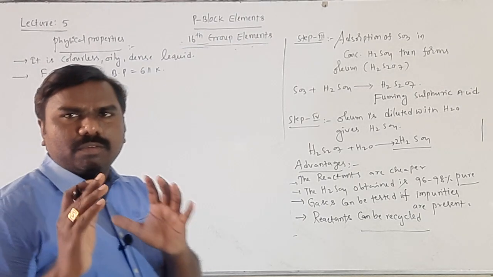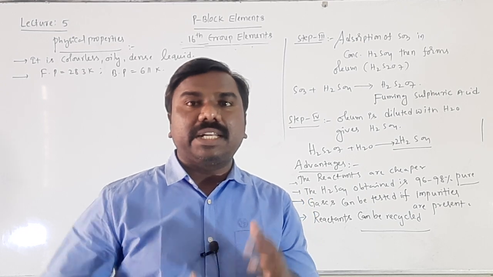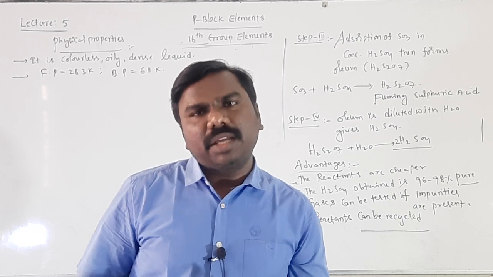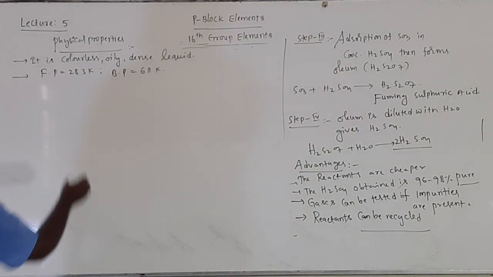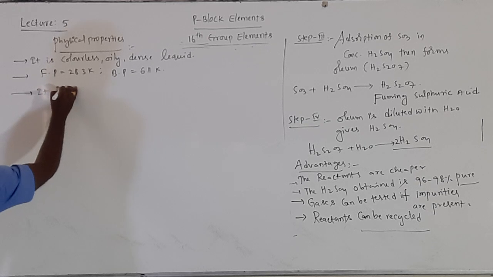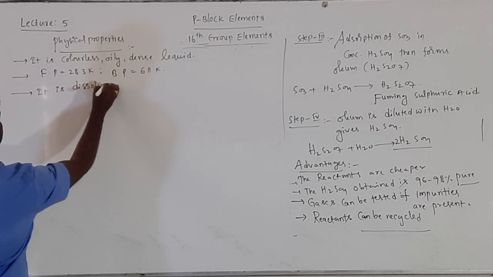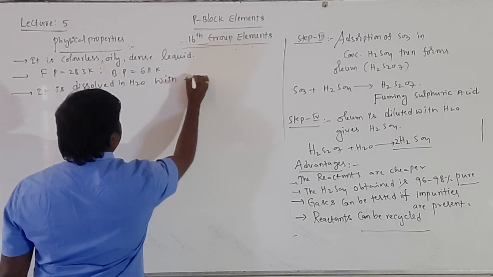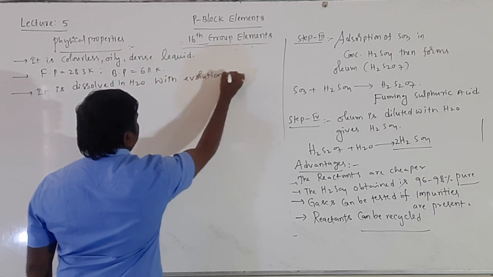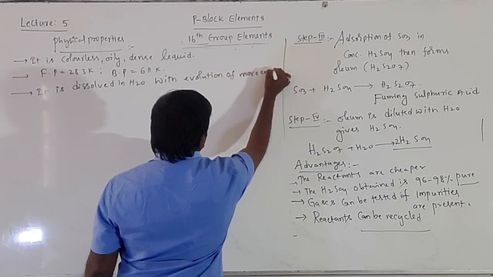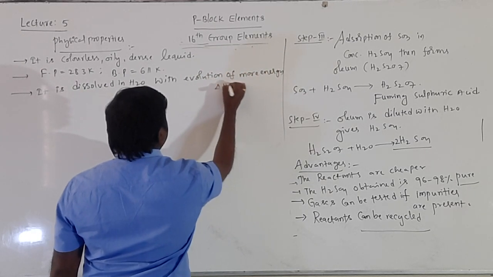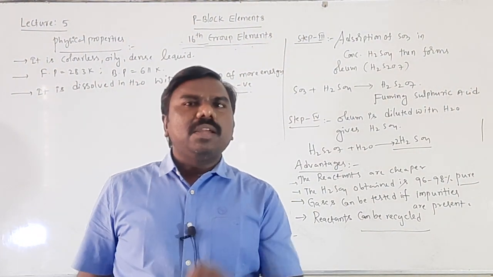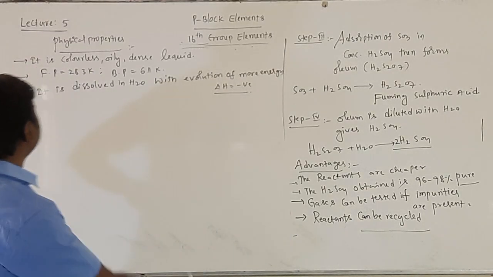So it is dissolved in water. While dissolving in water, it releases more amount of heat. That's why it is an exothermic reaction. It is dissolved in water with evolution of more energy. It means delta H is negative. Exothermic reaction.